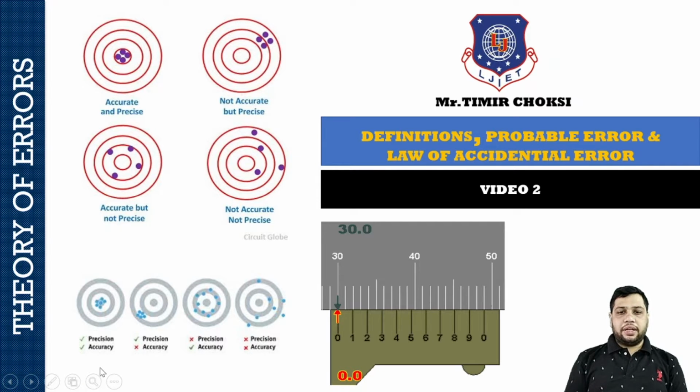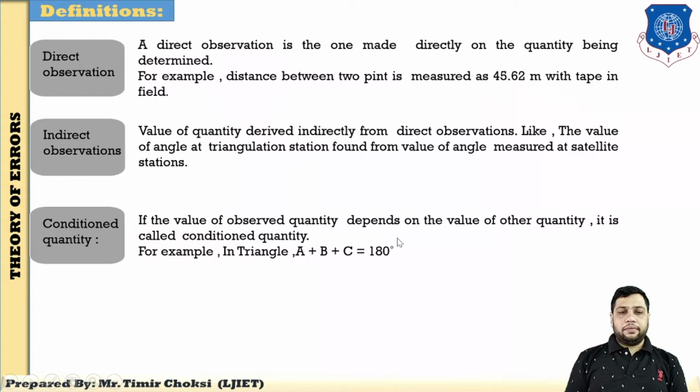Student, in this session I have explained some technical definitions. Second, I have explained what a probable error is. And third is the law of accidental error. In session number 1, student, I have explained the types of error: gross, systematic and accidental error. In this session, the first definition is direct observation.